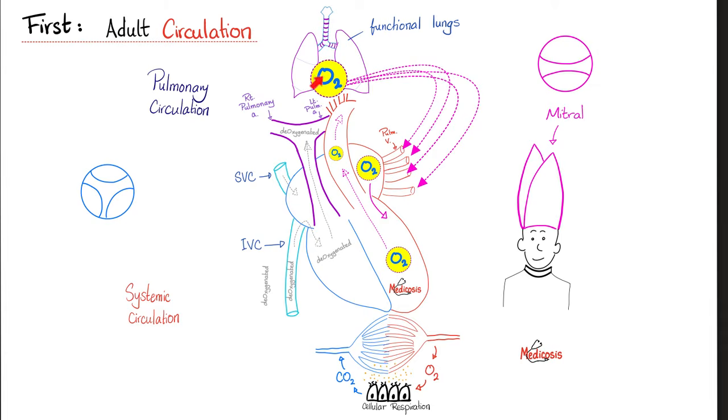If you remember my discussion on the cardiovascular physiology, we talked about the adult circulation. Here is oxygen in your lungs. You breathe the oxygen in, and then the oxygen is going to go to the pulmonary veins. The pulmonary veins will bring this oxygenated blood to the left atrium. Then this oxygenated blood will flow from the left atrium to the left ventricle through the mitral valve, which is the only heart valve that has two cusps only instead of three.